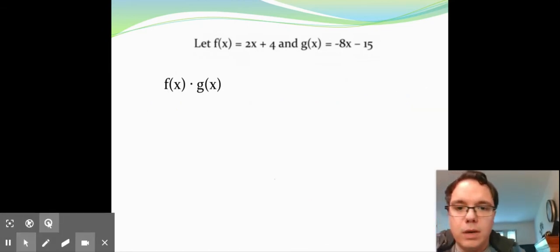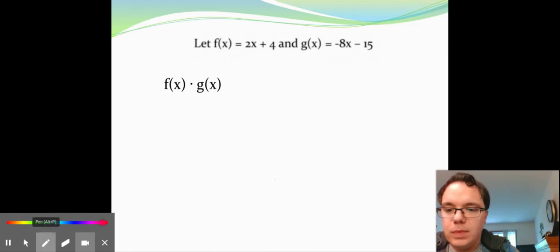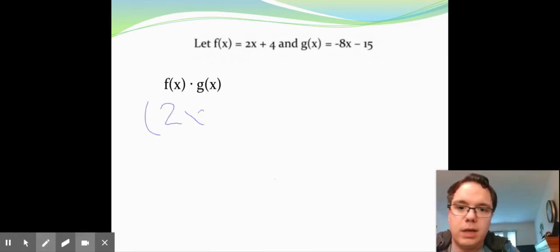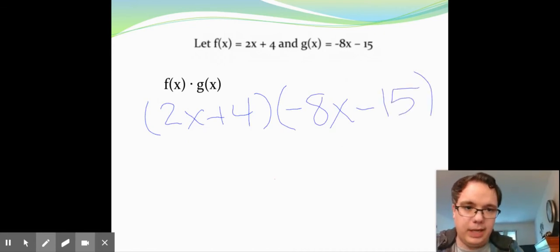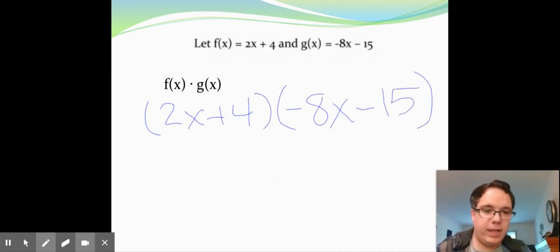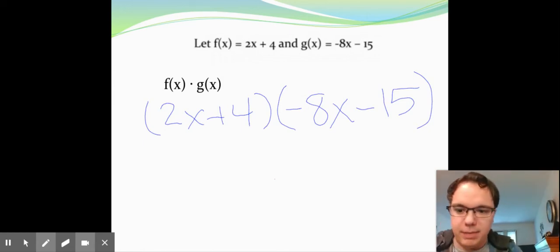All right, one more example of multiplying. So we're going to take f of x times g of x. So we are going to take our 2x plus 4 and multiply it by negative 8x minus 15. Now again, you can use the box or FOIL method. Remember, FOIL is just a fancy distributive property, making sure you multiply everything by everything. So I'm a FOILer, so let's do that.